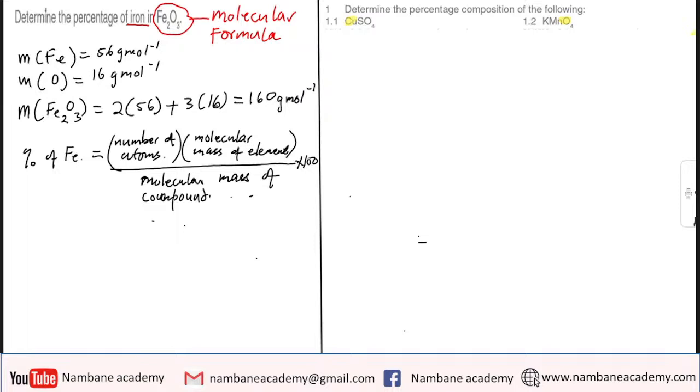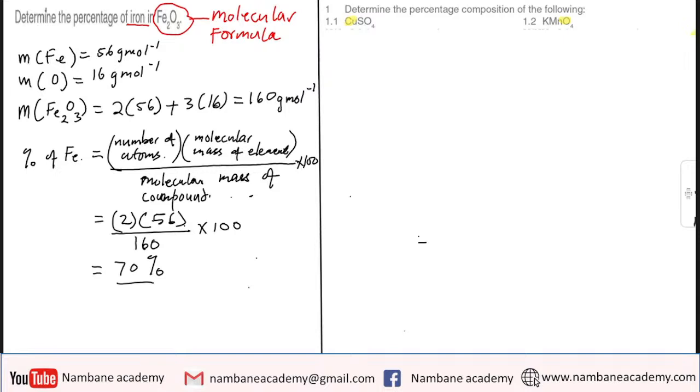Multiply, sorry, by 100. How many iron atoms do we have? 2, from the molecular formula. What is the mass of the element? 56. What is the molecular mass of the compound? 160 multiplied by 100, and this will give us something like 70%. So what does this say?